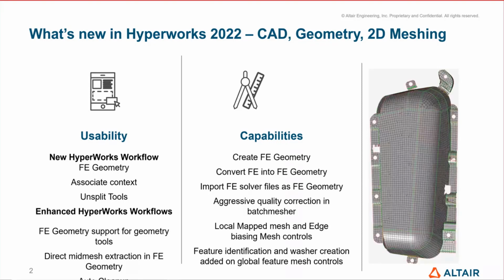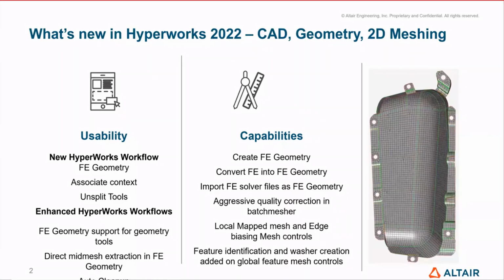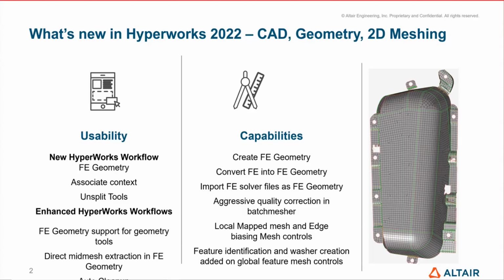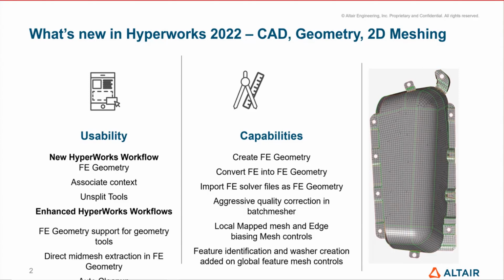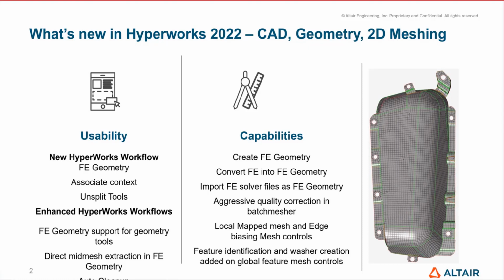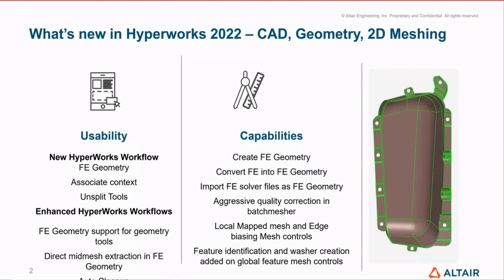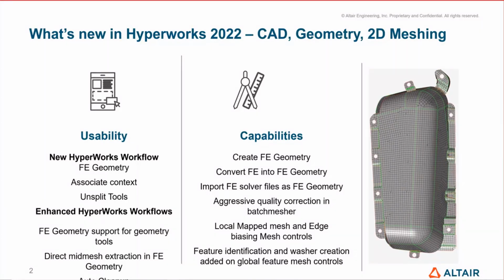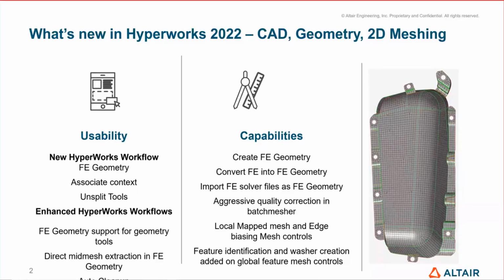In the 2022 batch mesher, we have added an option where we provide the user the option of aggressive quality correction. Basically, it makes more aggressive node movements to reduce the number of element qualities failing from batch mesh.